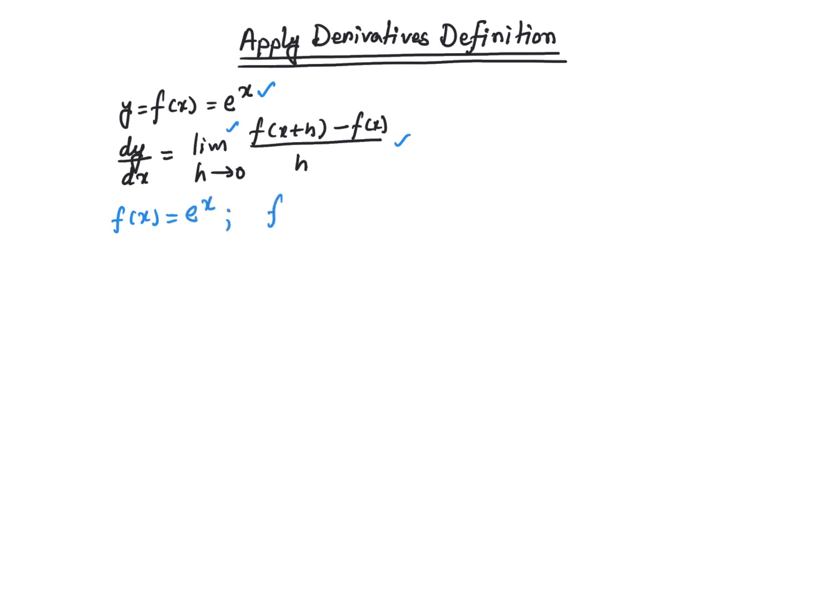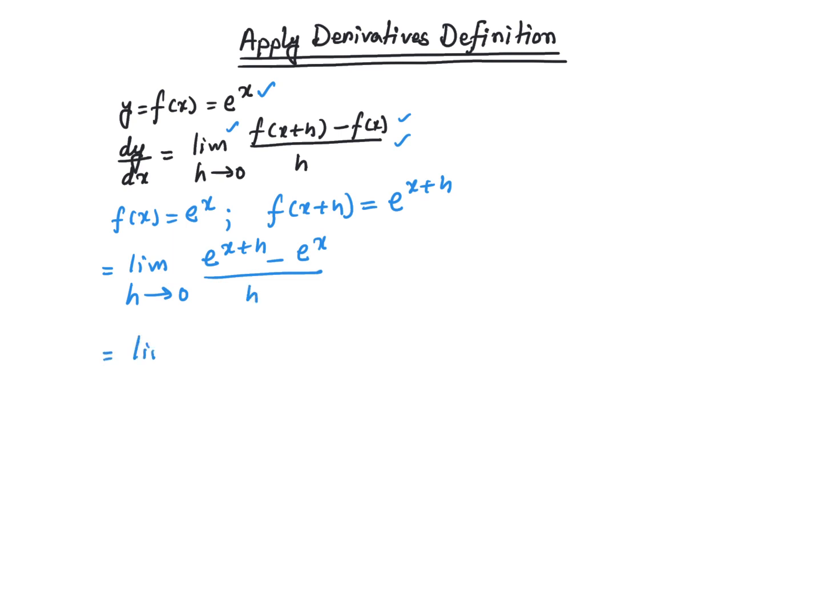So my f of x is e to the power x. So f of x plus h is going to be e to the power, replace x with x plus h. Okay, so now I'm going to take these two values and plug them in here and simplify. So this is going to give me the limit as h approaches 0 of f of x plus h, which is e to the power x plus h, minus f of x, which is e to the power x, divided by h.